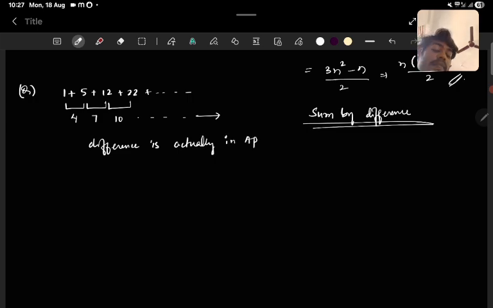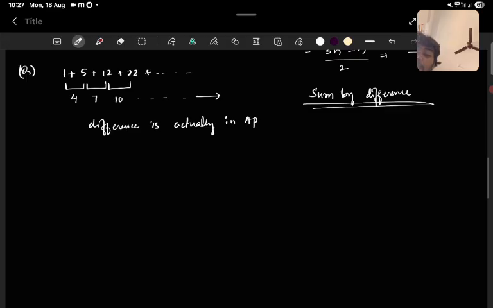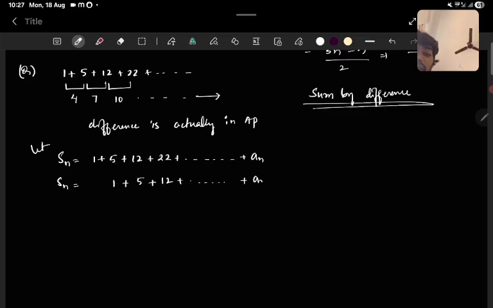This type of question, how to solve it? Consider it to be Sn. Okay, consider it to be Sn. Let Sn equal 1 plus 5 plus 12 plus 22 and so on. The same Sn, put it a little forward by taking it as 1 plus 5 plus 12 plus so on up to what it will be, Nana? An, and this will be An minus 1 plus An. Okay. Now subtract the terms.